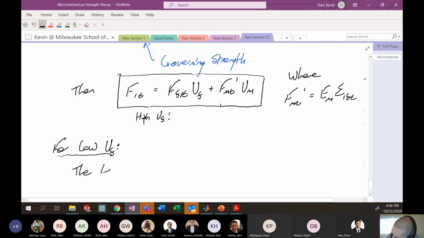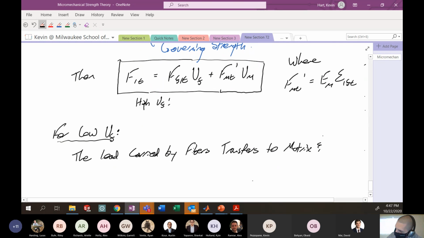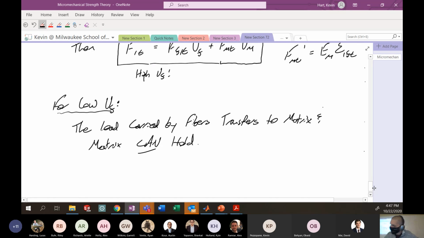Okay. So the load carried by fibers transfers to matrix, and the matrix can stand it. The matrix can hold it. Okay. So in that situation, the stress that's on the composite right before failure is less than kind of this strength of the matrix times volume fraction of the matrix.